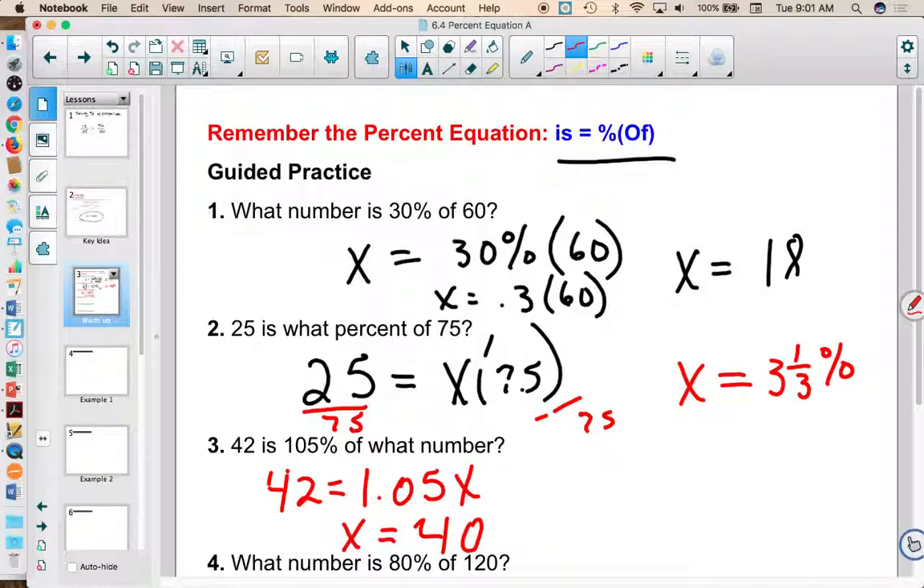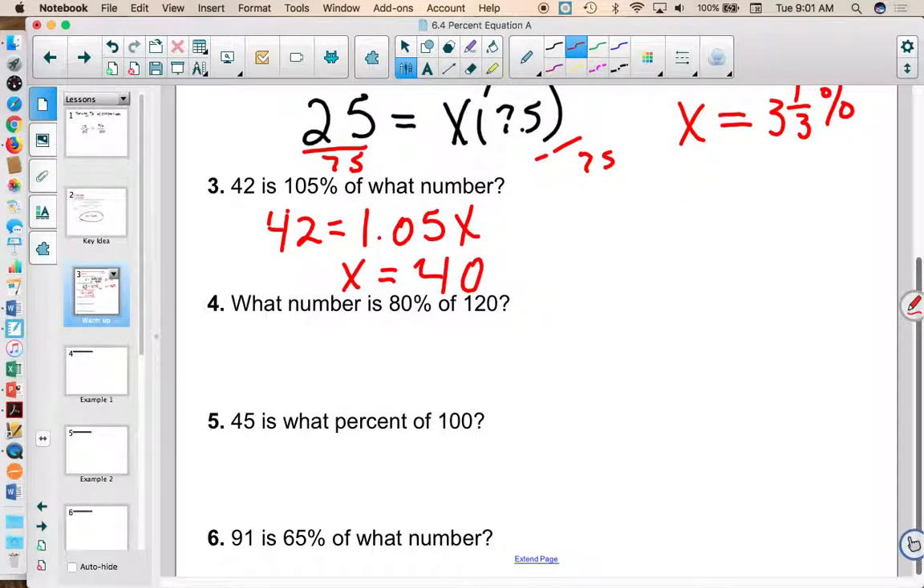Okay, did everybody get 40 now? How am I gonna set up number 4? Let's give this a try. Somebody, oh, Landon. X equals 0.8 or 8/10 times 120. Nice job, Landon. Nice job.